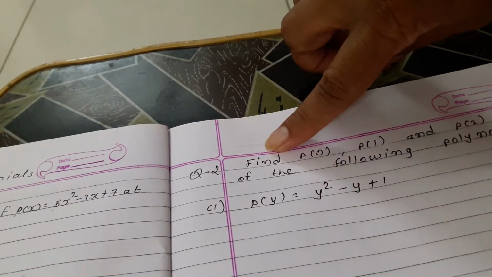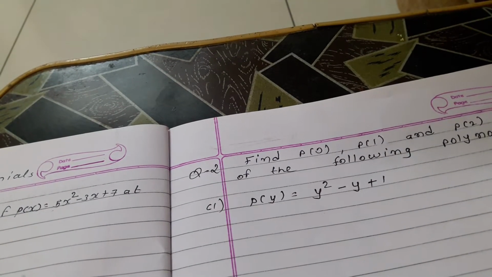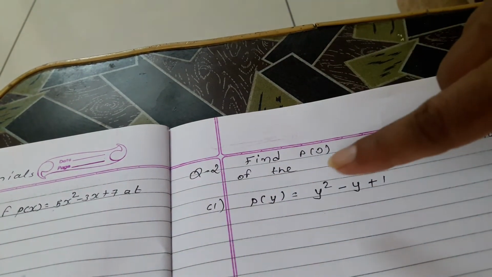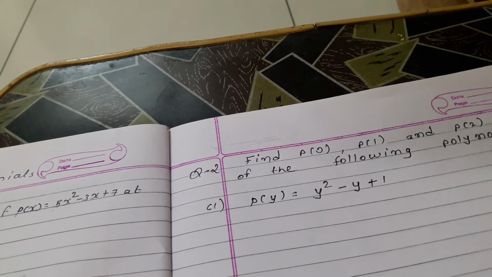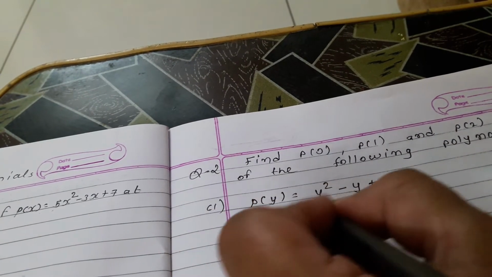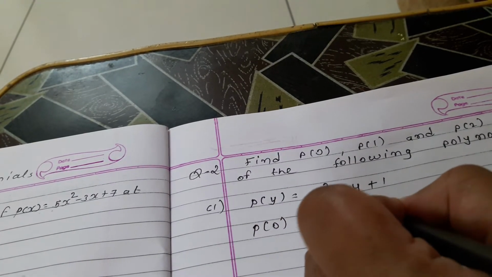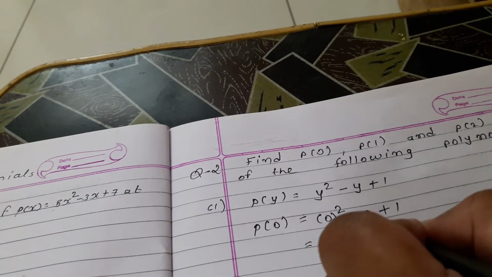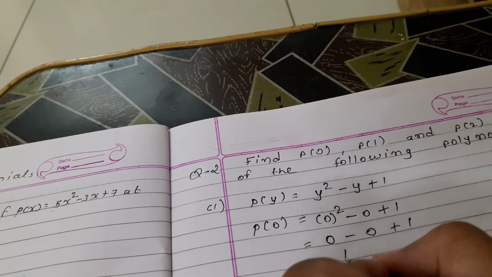Now we have to find the values P(0), P(1), P(2) for the polynomial P(y) = y² − y + 1. First we find P(0). Substitute y = 0: that is 0² − 0 + 1. Now 0 − 0 is 0, plus 1, that is 1.